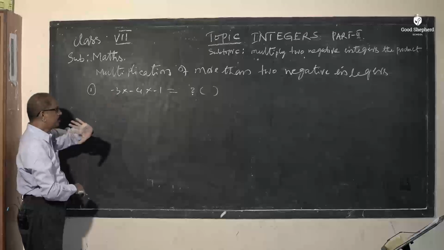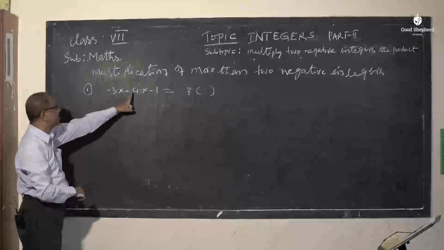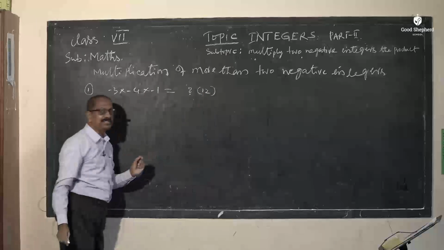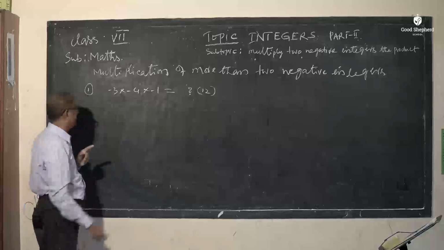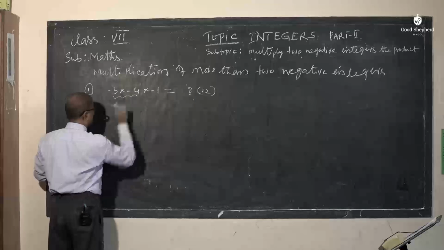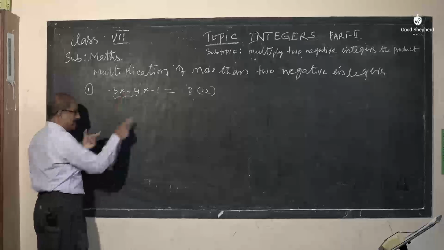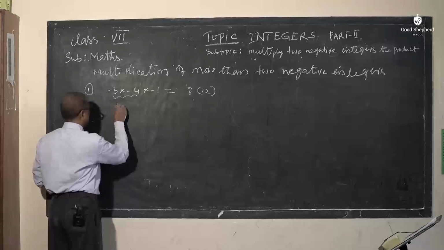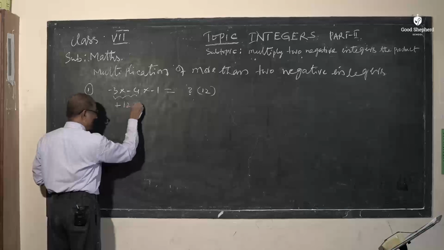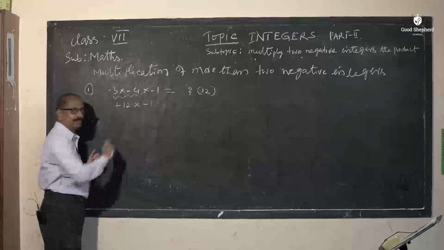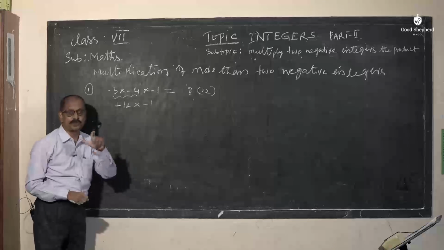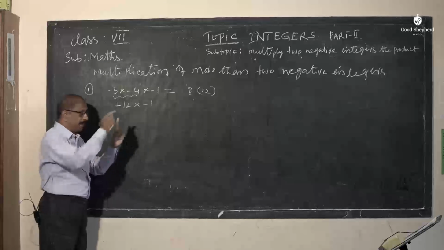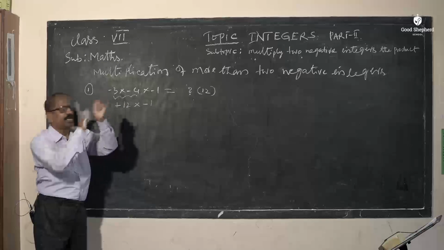First, do the normal multiplication: 3 into 4 is 12, 12 into 1 is 12. Write it. Then what sign should be here? Very carefully, take any first two numbers. Minus into minus: the product of two negative numbers is a positive number. First I write the plus sign. Then 3 4s are 12, and into minus 1. Here is a plus sign, here is a minus sign.